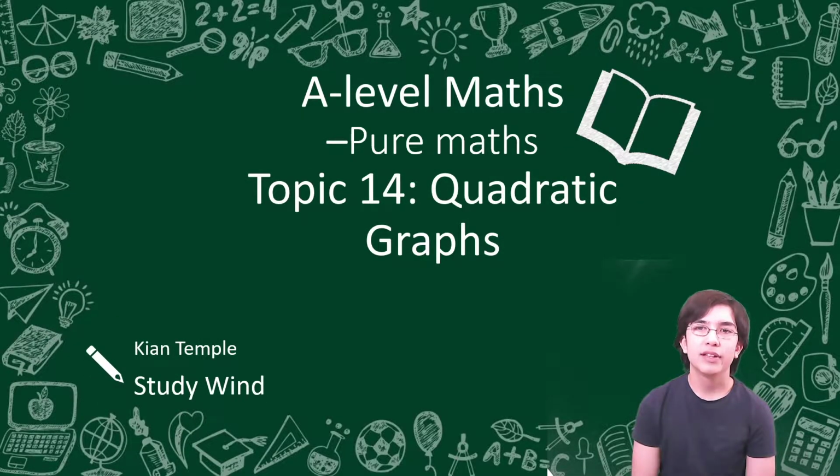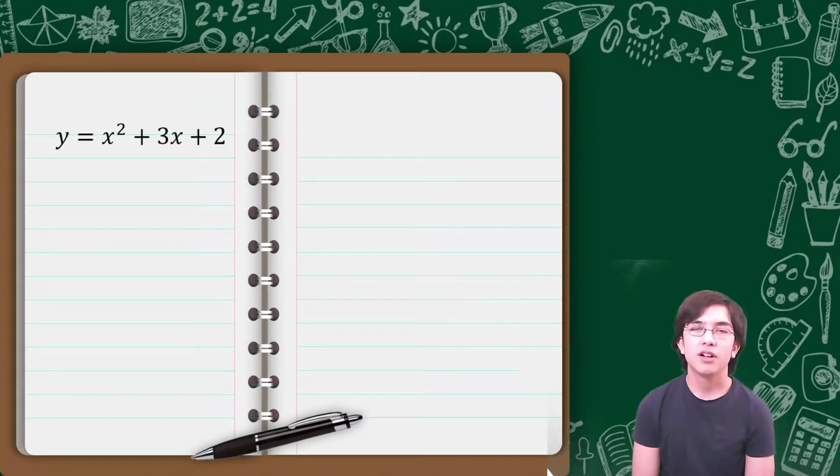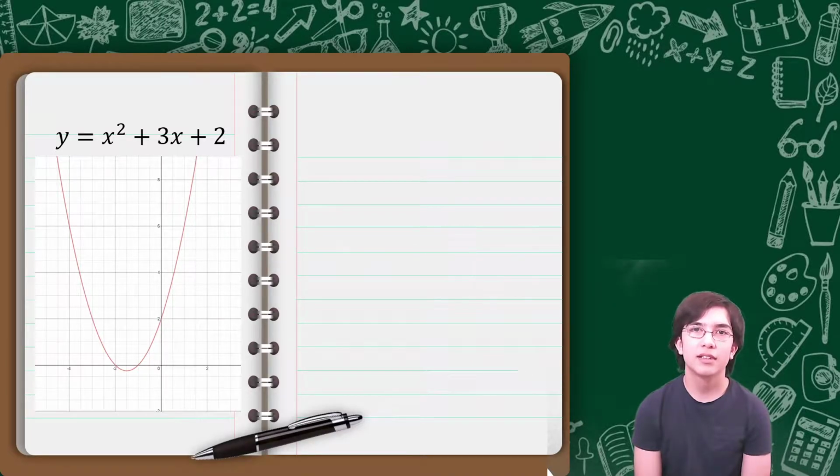Today we will be looking at quadratic graphs. Quadratic graphs are the graphs which you draw when you have a quadratic equation. So for example, take y equals x squared plus 3x plus 2. The graph for this would be like this.